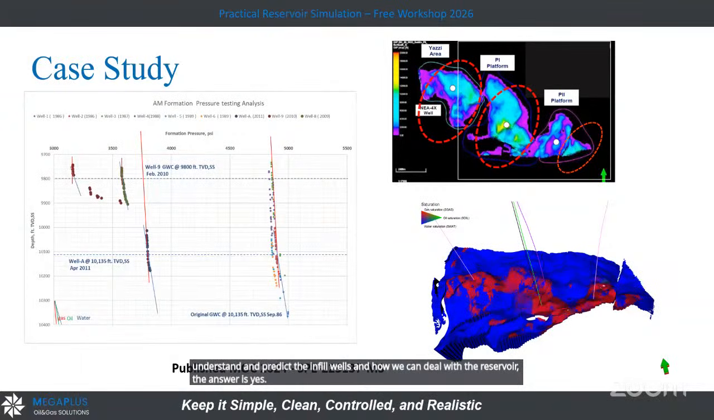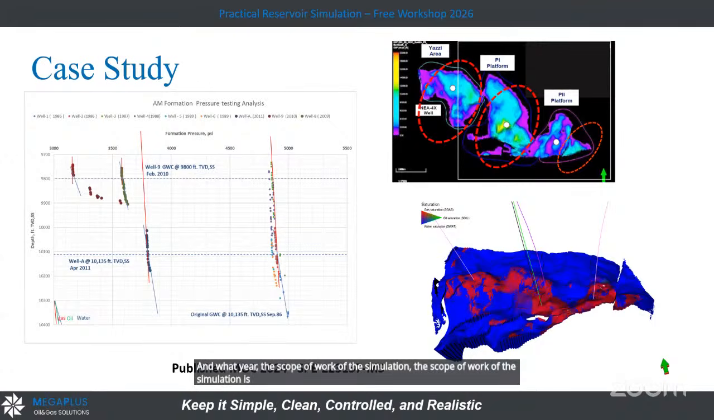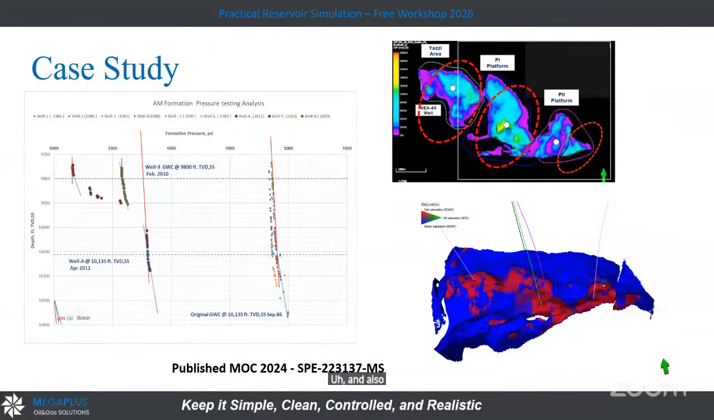And what is the scope of work of the simulation? The scope of work of the simulation is to mimic the pressure depletion and the motion of the aquifer, and also to know exactly, or as much as we can, the original gas in place, since it's a gas reservoir, the original gas in place remaining in this reservoir. This is the challenge and the scope of work that we had at that time.